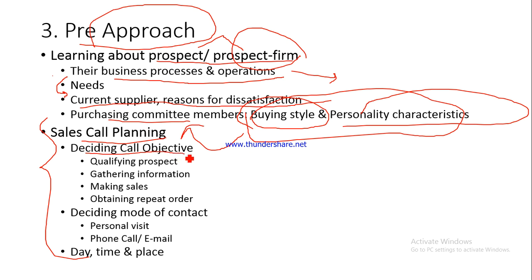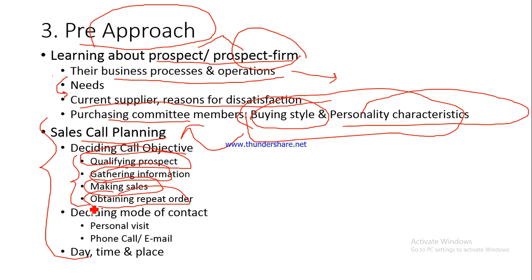You decide what the call objective would be. What do you mean by sales call? Visiting the customer, visiting the prospect, so that he can be converted into a customer. So you would have to decide the call objective, whether you are only going to qualify the prospect, whether you are going to gather some additional information from him, whether you would be aiming at actually making the sale to him, and whether you would be aiming at obtaining a repurchase order from him. So these are the objectives. You will have to pick one of them.